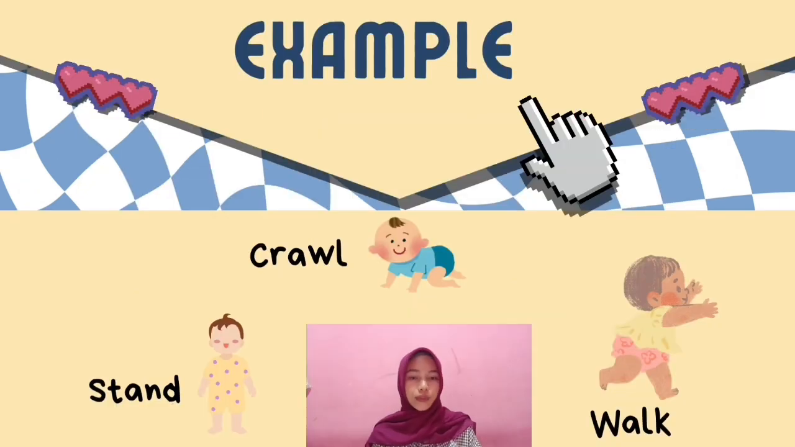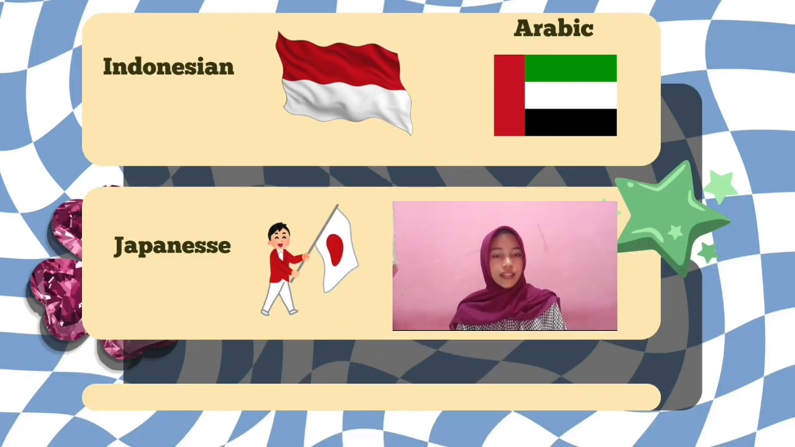It's like a baby learning to walk. They crawl first, then stand, then walk. They cannot just run right away, right? Learning a new language works exactly the same way. What's interesting is that this pattern happens everywhere. Whether you're Indonesian, Japanese, or Arabic, we all go through the same natural steps to learning a language.